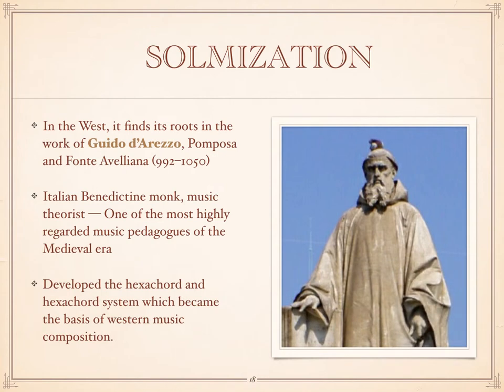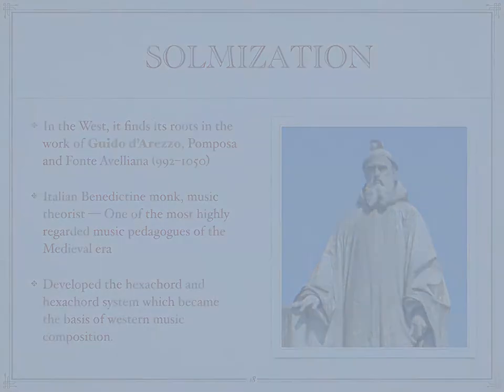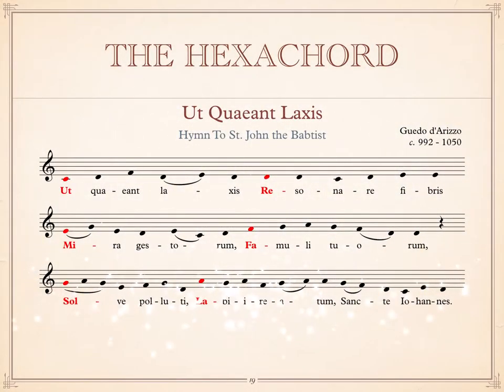And the thing about his work is he developed the hexachord and the hexachord system. And this hexachord system, as you will see, really became the basis of Western music composition as we know it. Now, the hexachord system began first by devising the hexachord. So you have to know what a hexachord is first. A hexachord is a group of 6 contiguous pitches.